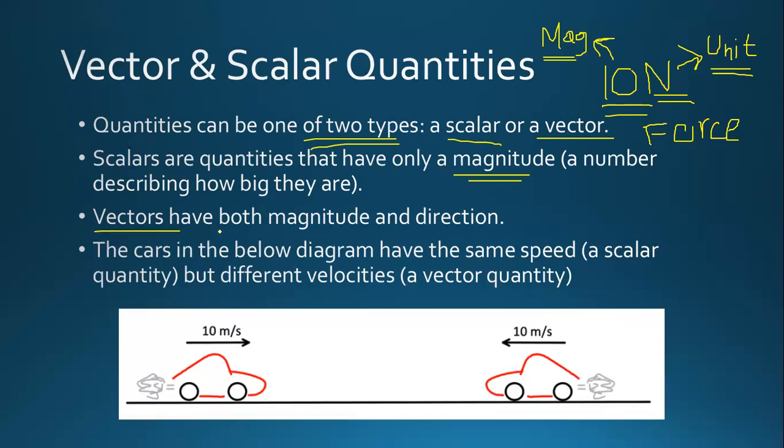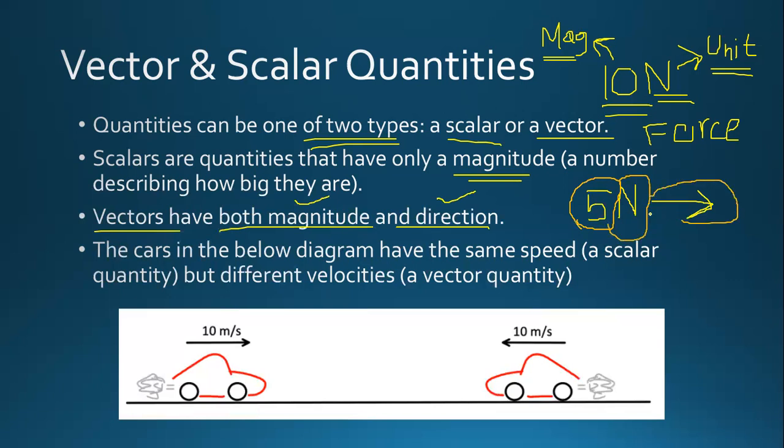Now vectors have both magnitude and direction. जो vector quantities होती हैं, they have both a magnitude and a direction. मतलब कि अगर मैं कहता हूँ 5 न्यूटन to the right, अब इसके अंदर 5 is your magnitude, Newton is your unit, and this arrow is your direction. मतलब आपके पास magnitude भी है, unit भी है, and you also have a direction. This would be indicating a vector quantity.